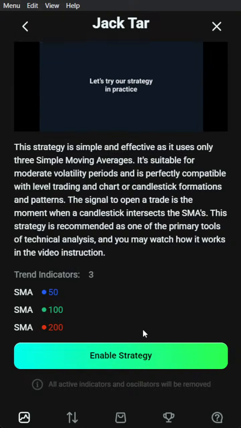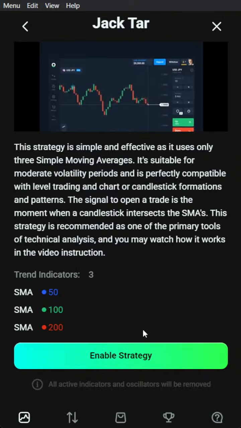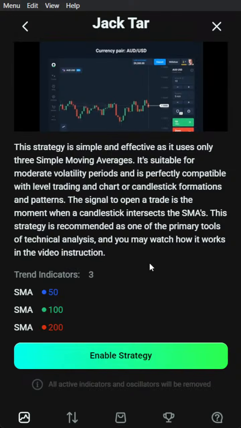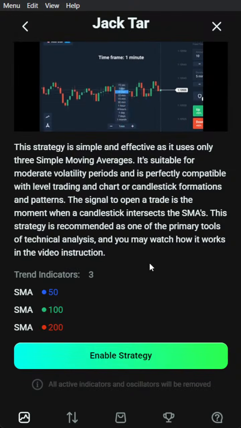Let's try our strategy in practice. In this example, we will open a chart for the Australian dollar US dollar currency pair in fixed time.